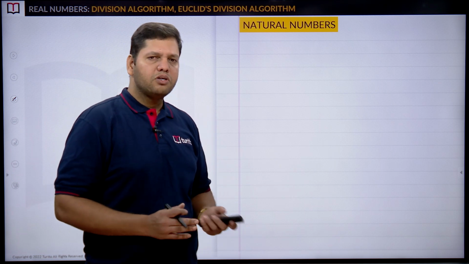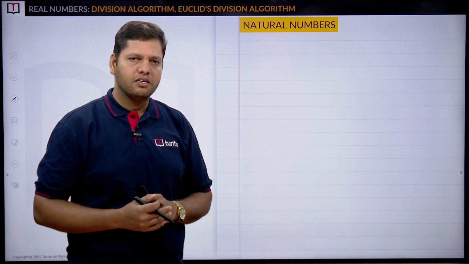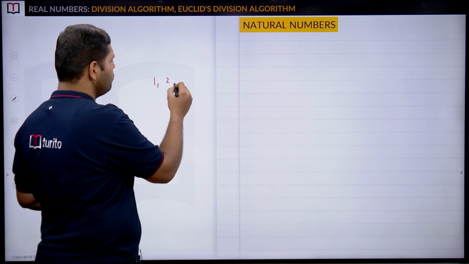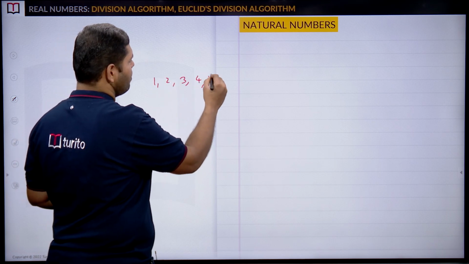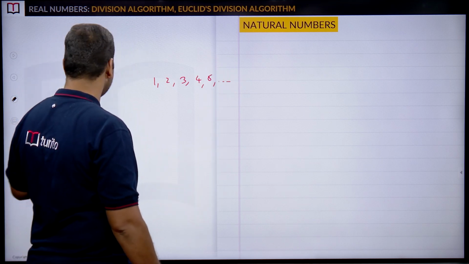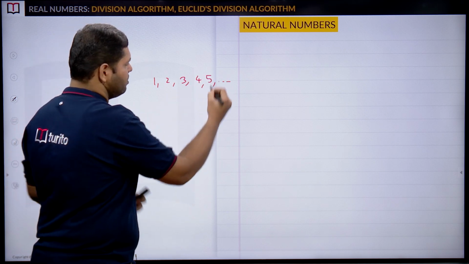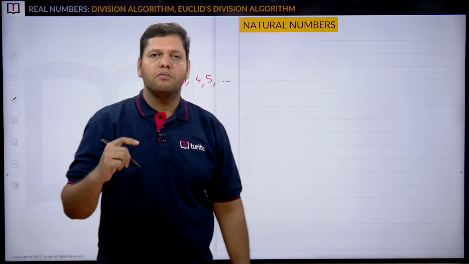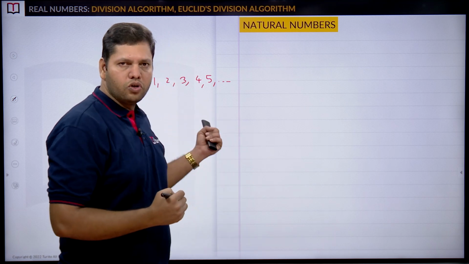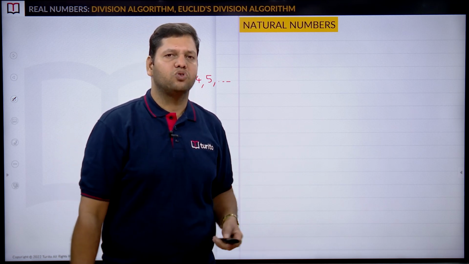Okay. Children, natural numbers are the counting numbers. When I ask you to count something, what do you generally do? You start from 1, isn't it? You start from 1, then go 2, then 3, then 4 and 5 and so on, isn't it? So what do we call these numbers? We call them natural numbers. Natural numbers start from 1 to infinity, like starting from 1, then 2, 3 and so on to infinity. So these numbers we call natural numbers.